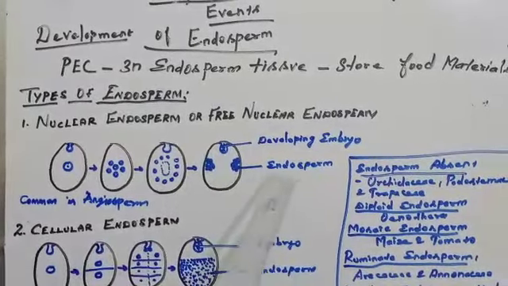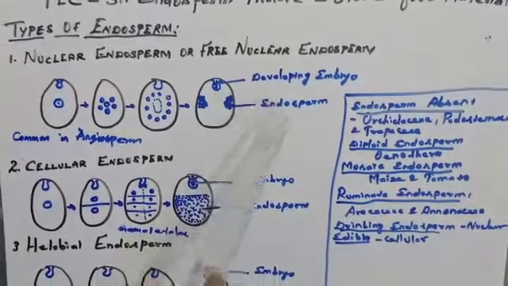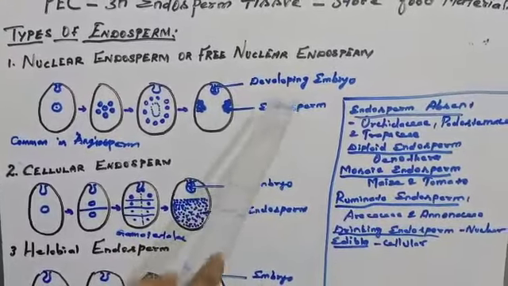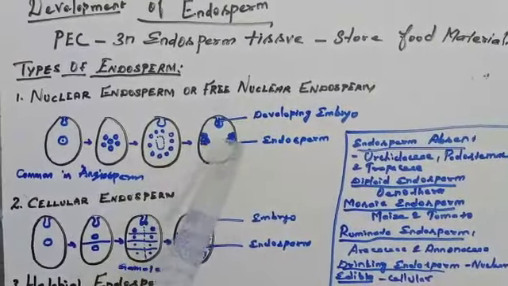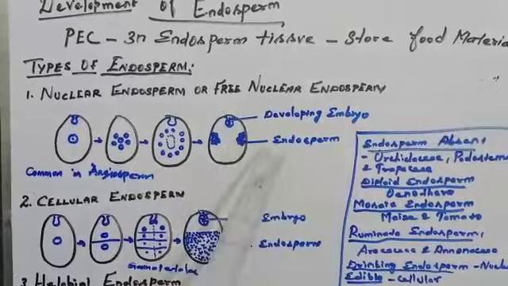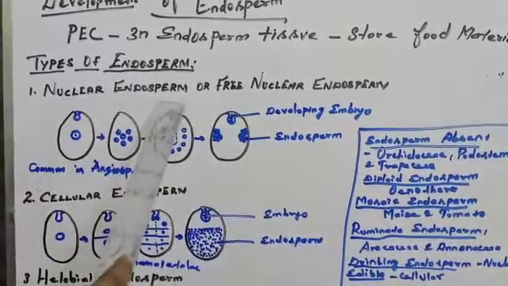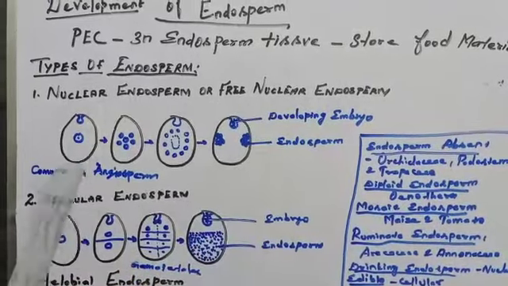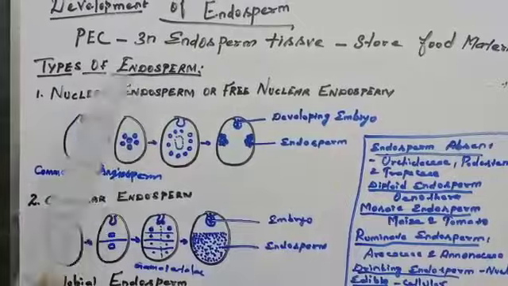Now you can see here these are the endosperm and you can see the developing embryos. So what is endosperm? Endosperm stores the food materials which nourish the developing embryo, and it is also utilized by the seed at the time of germination. And this nuclear endosperm or free nuclear endosperm is common in angiosperms.